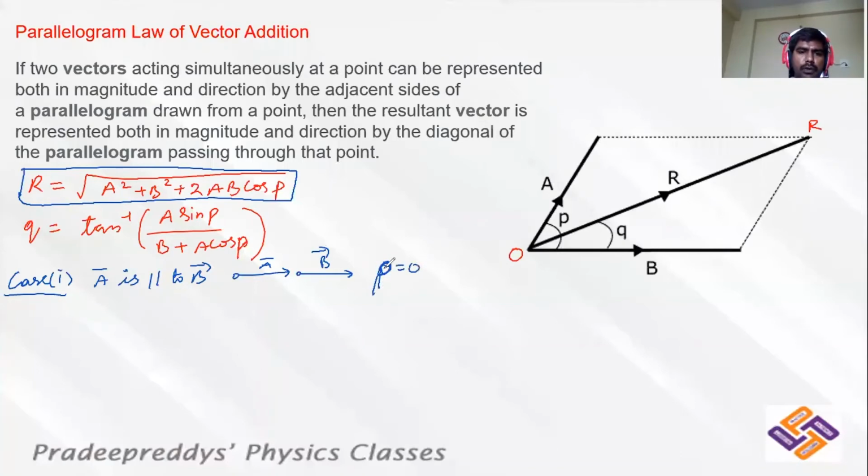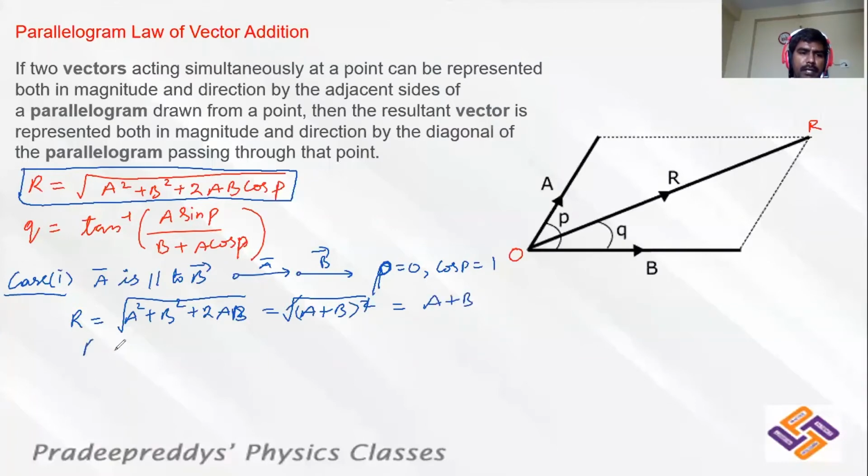If P is equal to 0, what is cos P? Cos P is equal to 1. That means cos 0 will be equal to 1, right? Take that and substitute in this equation 1. R is equal to under root A square plus B square plus 2AB, and cos 0 will be 1. It is equal to under root A plus B whole square. Root and square get cancelled. This is equal to A plus B. So resultant magnitude R is equal to A plus B. Right? This is case 1.